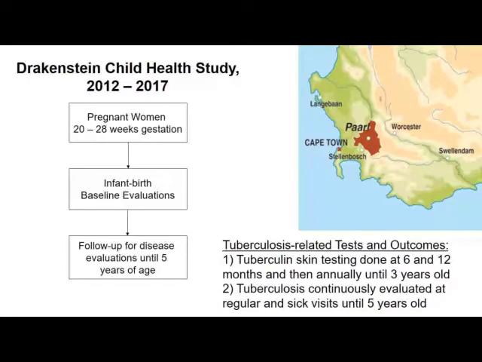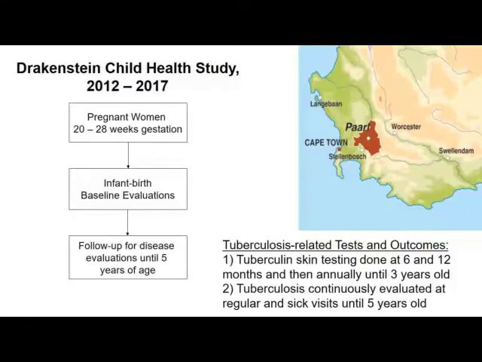So this is called the Drakenstein Child Health Study. It is still being conducted, but the portion that I'm presenting is from 2012 to 2017. It's a longitudinal birth cohort study among pregnant women at 20 to 28 weeks gestation, recruited and followed until they gave birth, and infants are followed until 5 years of age.